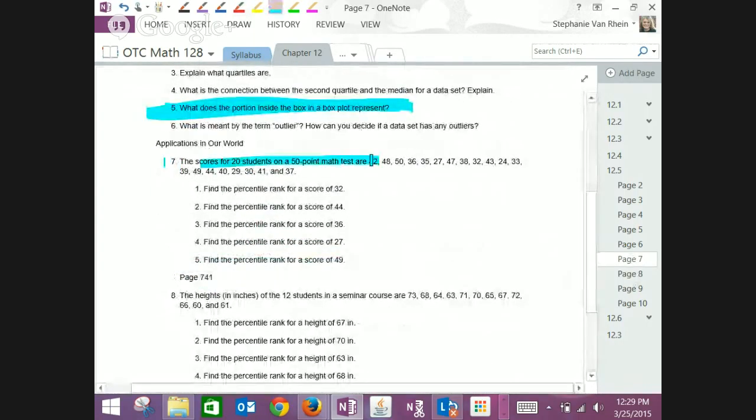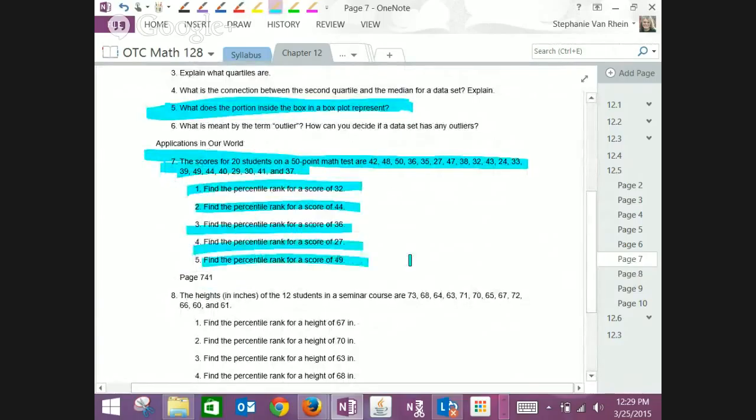And here, number 7, you have 20 students. You want to find the percentile rank of a score: 32, 44, 36, 27, 49. Here it only really makes sense to have the 5th percentile, 10th percentile, 15th percentile, all the way up to the 95th percentile, because there are only 20 scores. So if you rank them from smallest to largest, find how many of them are below 32, divide that number by 20, multiply by 100, and you get the percentile for the score of 32.